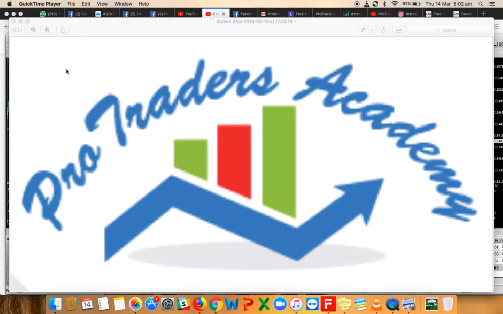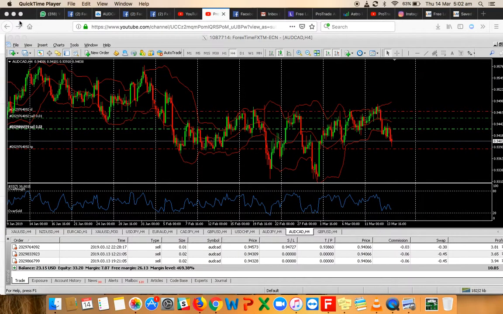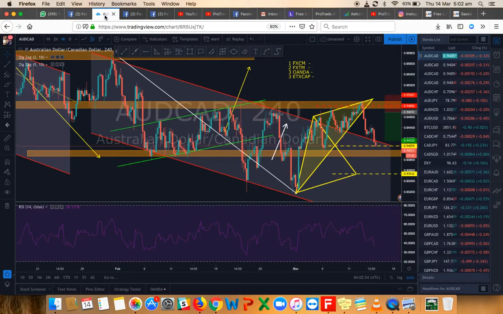Let me show you exactly what I mean. All right, let me go straight to my trades. Remember, we do our analysis on TradingView. Okay, guys, now look at this. This is a trade that I've been running for 3 days now. The currency pair is AUD/CAD, as you can see here. I'm on the 4-hour time frame.